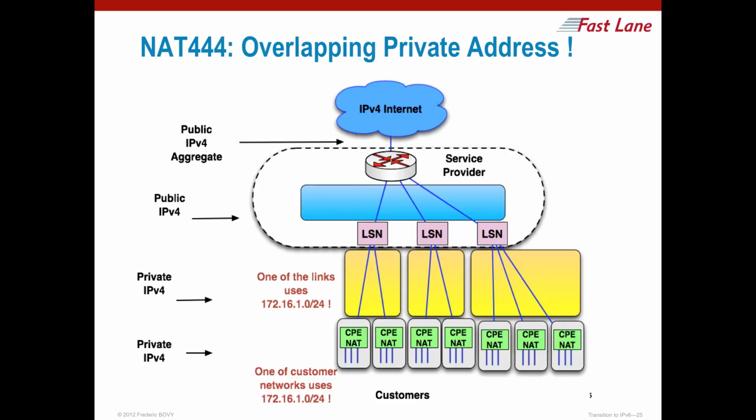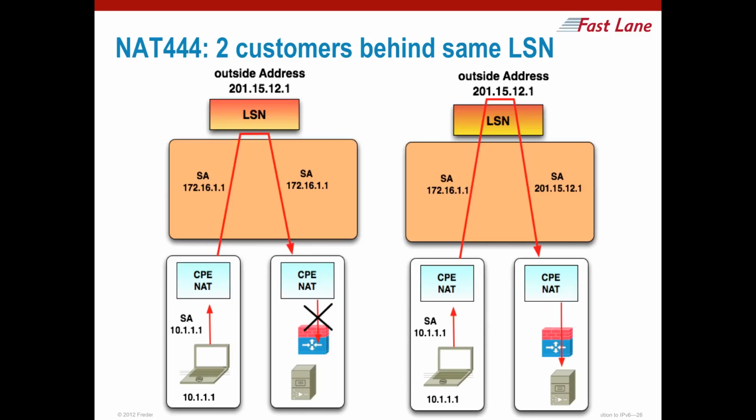Another problem is the overlapping of private addresses, because we are using private addresses at the customer and private addresses on the link with the service provider. So what happens if the customer uses the same address as the link used with the service provider? We have overlapping addresses, and we know that IP does not work very well in the presence of duplicate addresses. So it can be a problem.